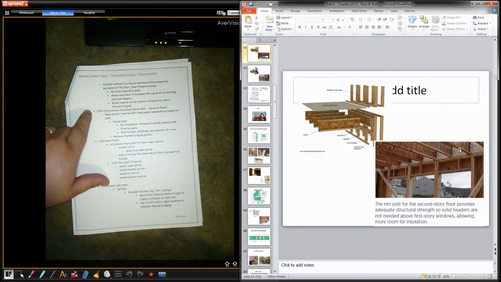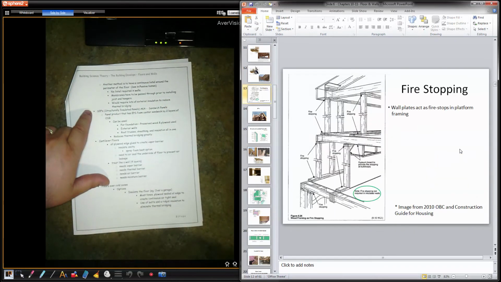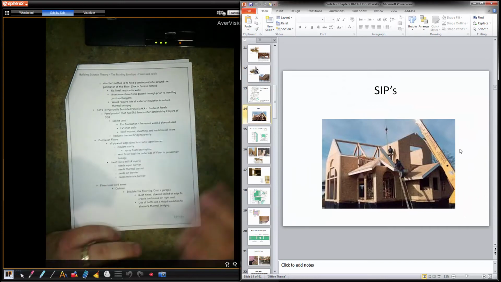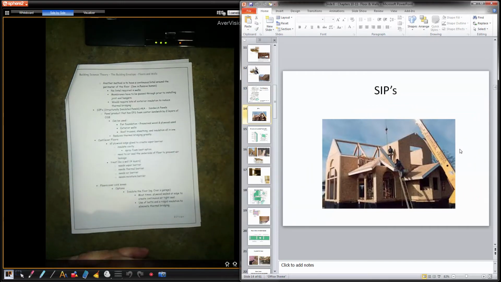SIPs. So move on to SIPs now. Structurally insulated panels, also known as a sandwich panel. Panel products that have EPS foam in the center and are sandwiched by 2 layers of OSB, so it comes as a unit.